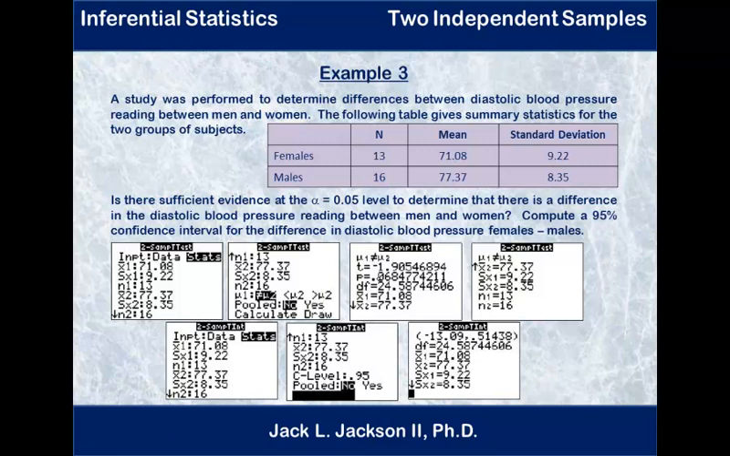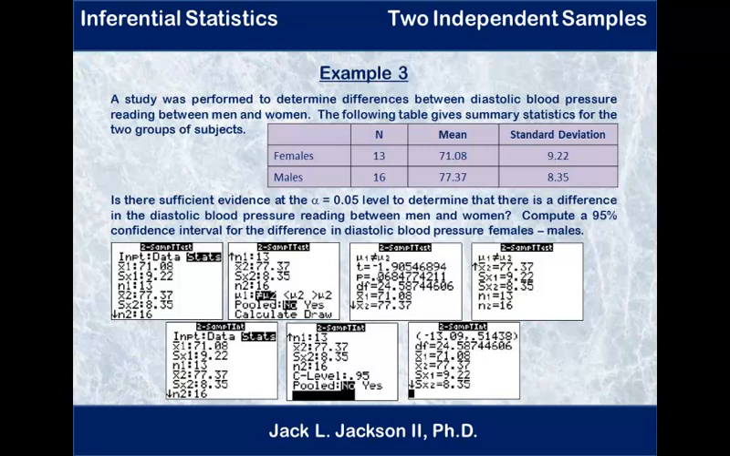Well, if p is greater than alpha, remember the conclusion is we do not have sufficient evidence to reject the null hypothesis, so we accept it. So there is not sufficient evidence to show that there is a difference between diastolic blood pressure of men and women based on this data set and at this alpha level.